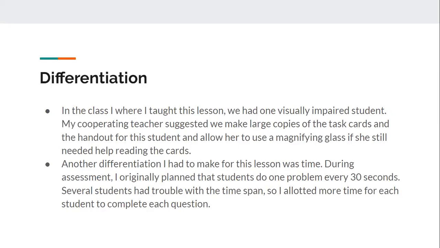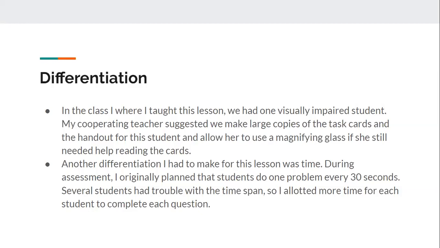These large copies of the task cards were for the visually impaired student, but they were at every desk. So every student used those enlarged copies to not single out the visually impaired student, because we don't want to have two copies out of each task card, as that would kind of confuse them, and it would also single out that student.